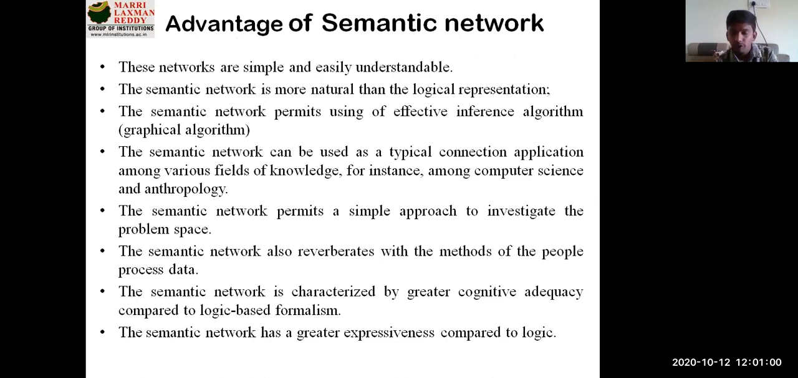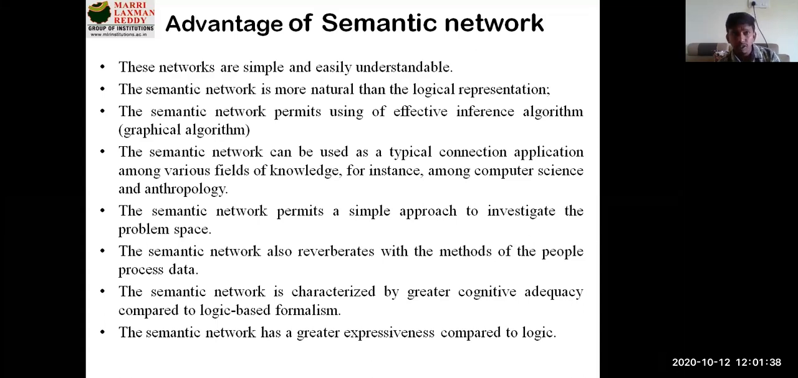So, talking about advantages of semantic networks, there are many points listed here. The first point is it is simple and easy to understand. And it is more natural than logical representation. So, advantages are given here comparatively with logical representation. A semantic network can be much simpler to understand and easy to represent. So, this can be used as a typical connection application in various fields of knowledge like computer science and anthropology. As we have seen now, navigation is one application. That is the advantage of semantic networks.